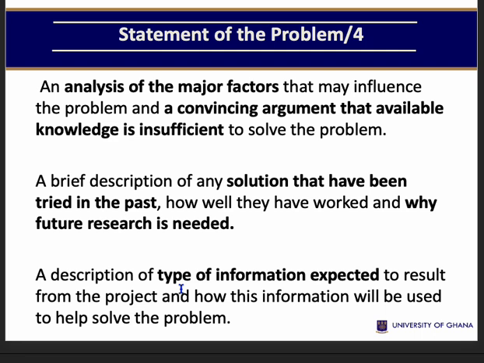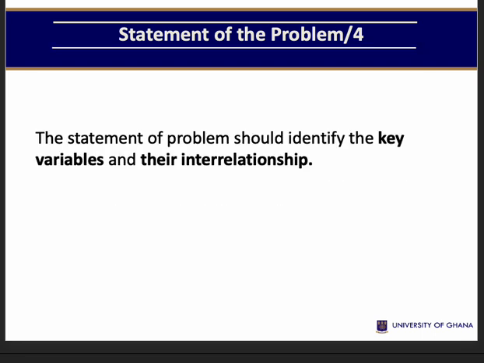A description of the type of information expected to result from the project. And briefly, you want to tell us what you want to do and what you are anticipating to get, and that you think that it can solve the problem that we have here. So that's it. The statement of the problem should identify key variables and their interrelationships. So you should be able to put some key variables that you want to look at. Maybe if it is quantitative, then you'll be talking about the independent and the dependent variables, how the relationships are going to be looked at in this case, and to make sure that things are done and done well.